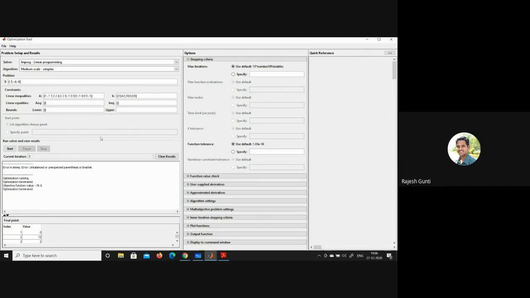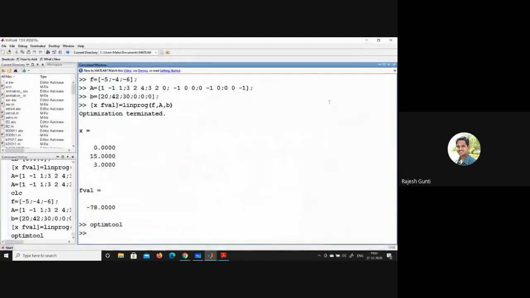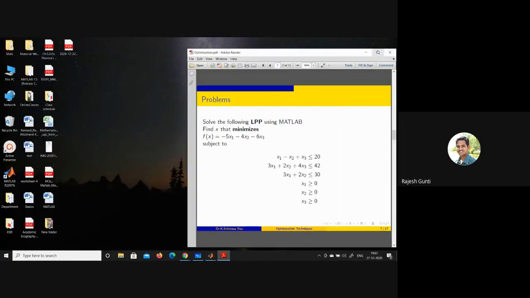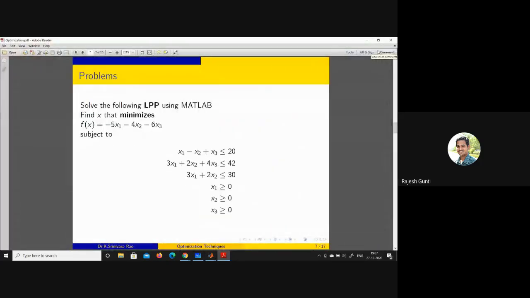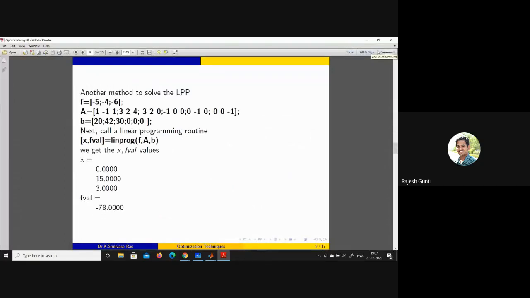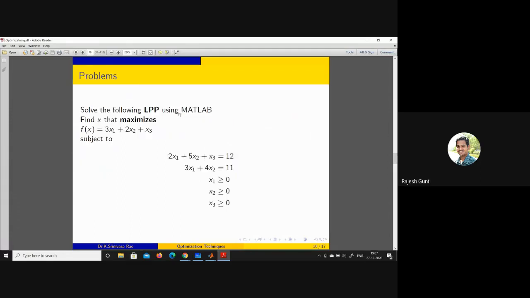Suppose equality and inequality constraints are there. For example, I'm taking another problem. Another method to solve the LPP: this entire thing I converted as an equality constraint, and the inequality constraint, lower bounds also converted. Suppose this is the problem.